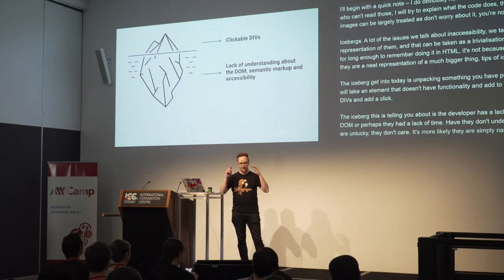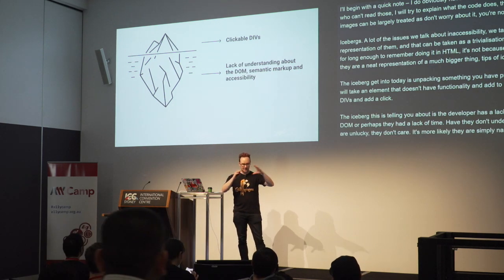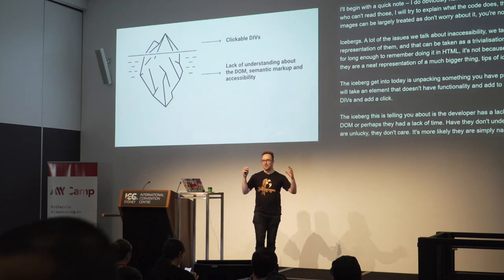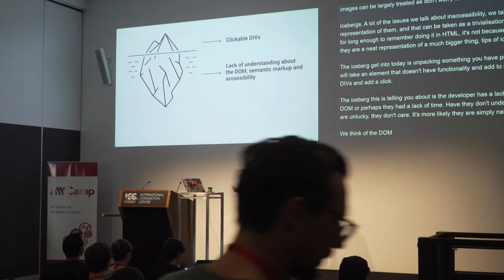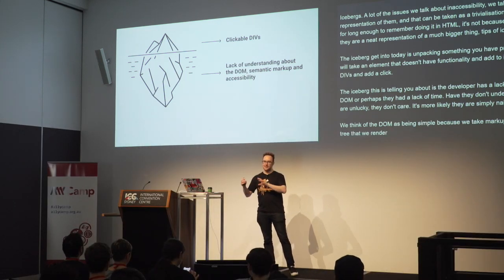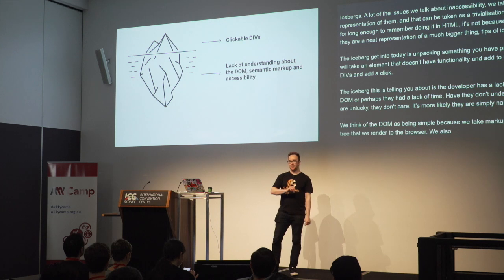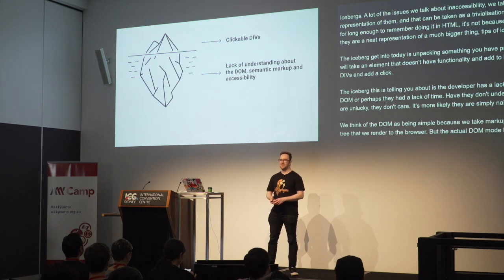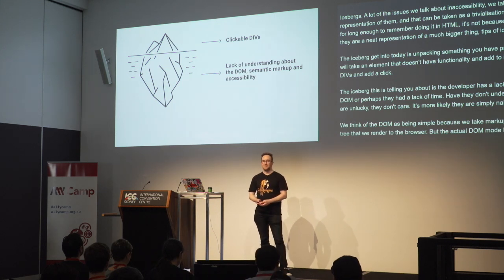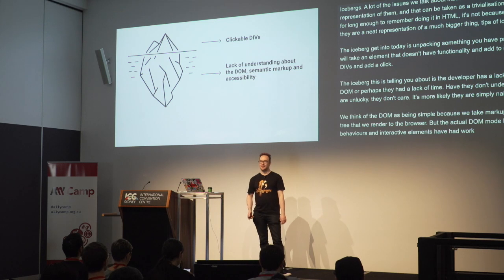So we think of the DOM as being fairly simple because we take markup and we turn it into a markup tree that we render out to the browser. We also render it out, obviously, to the accessibility tree. And these are reduced views, but the actual DOM node has all kinds of stuff attached to it, has all kinds of behaviors, and interactive elements have had a lot of work put into them to basically give them superpowers. You use a tiny amount of code and you get a lot of functionality.